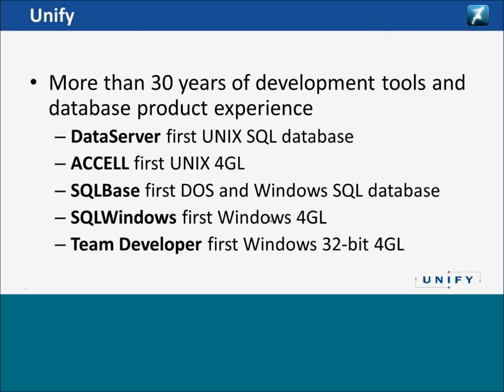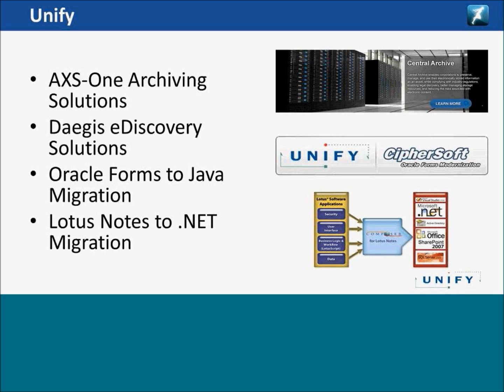This webinar is about Team Developer 6.1, but initially let me talk a little bit about Unify, what we are doing, and what Unify is selling. Unify means more than 30 years of development tools and database products. We have a data server product, which was the first Unix SQL database. We have Excel, the first Unix 4GL development tool, which is a terminal product. We just released a new version of that. We have SQLBase, a first DOS and Windows SQL database, and SQL Windows, our first Windows 4GL. Team Developer was the first Windows 32-bit 4GL then. So a number of industry first things that we released and are still keeping alive with new versions and very attractive product releases all the time.